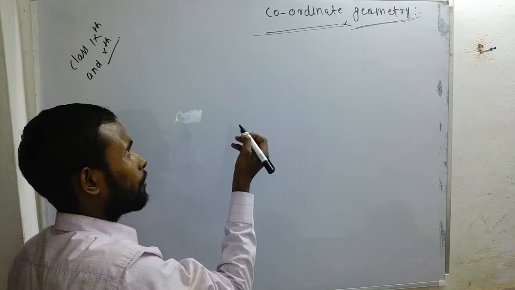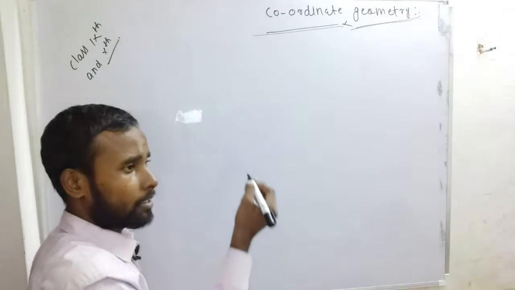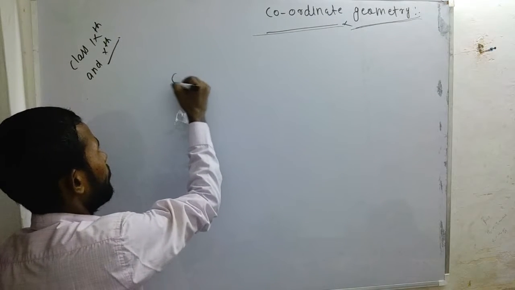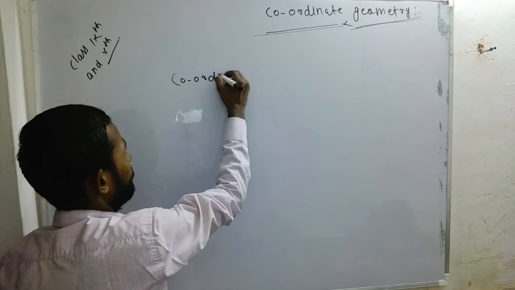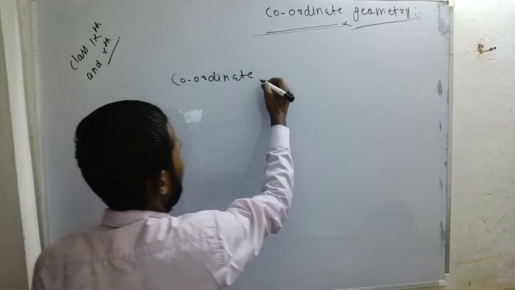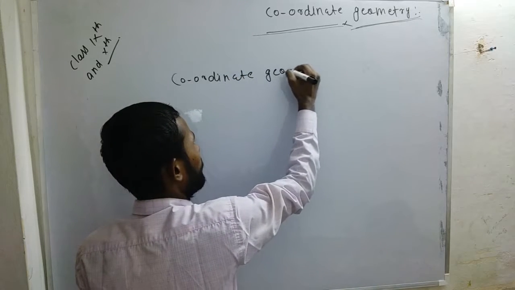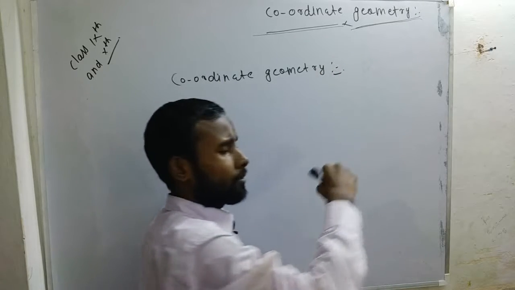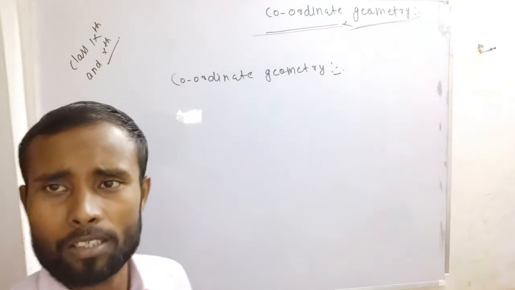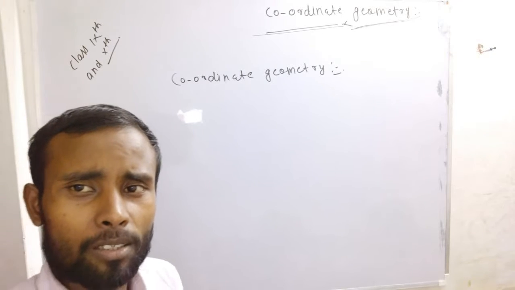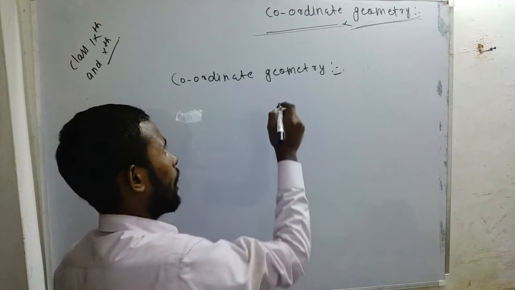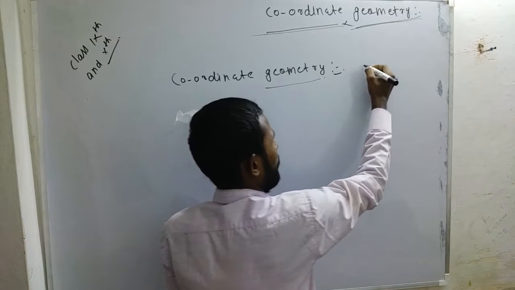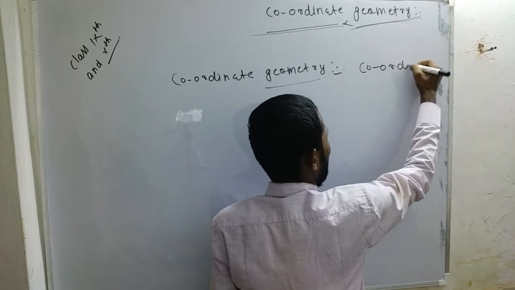Firstly, we want to define coordinate geometry. What is coordinate geometry? This is our first step, to define coordinate geometry. After it, we discuss coordinate geometry in detail. Coordinate geometry is the branch of mathematics.